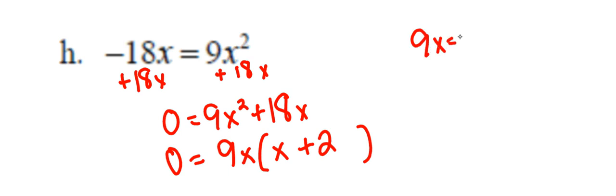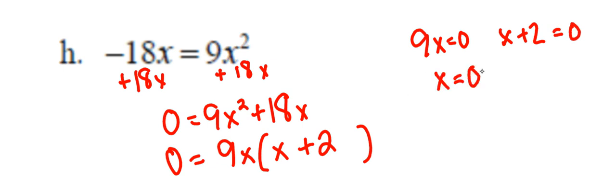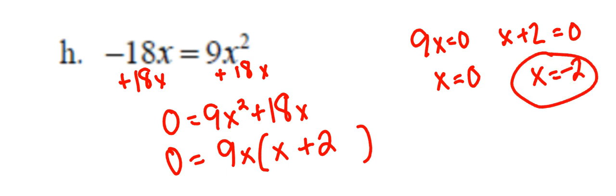9x equals 0. X plus 2 equals 0. Divide by 9, x equals 0. Subtract 2, x is negative 2.